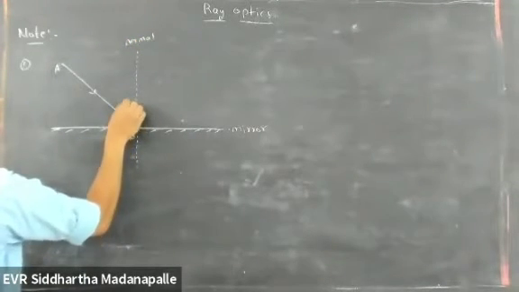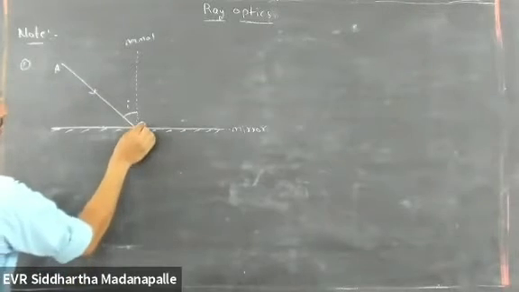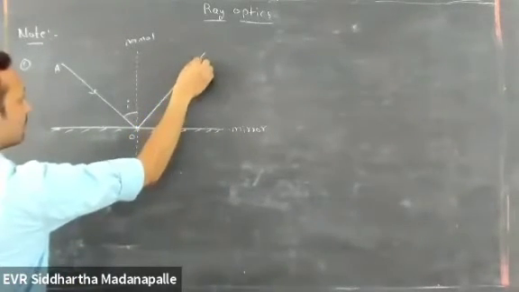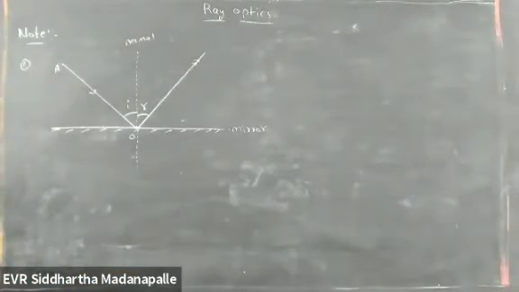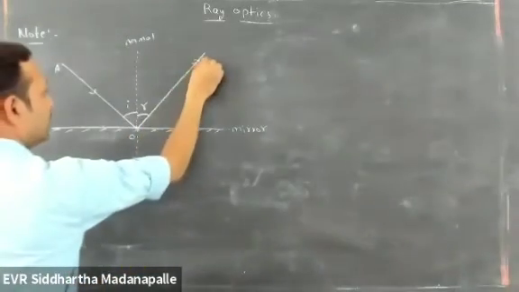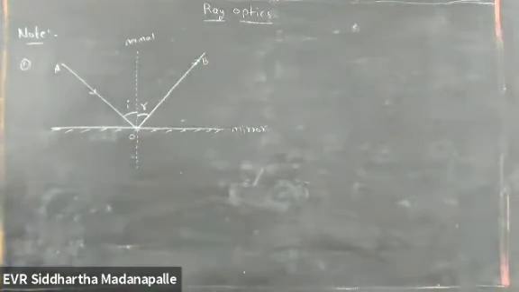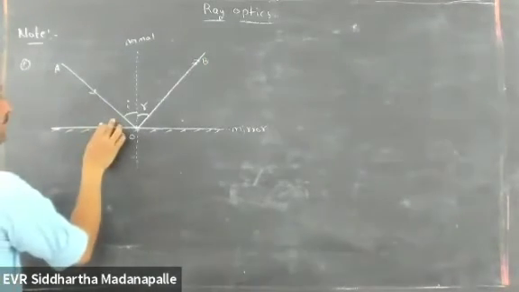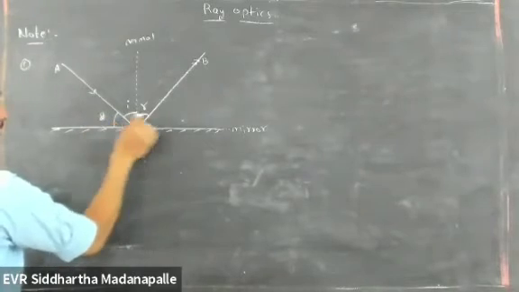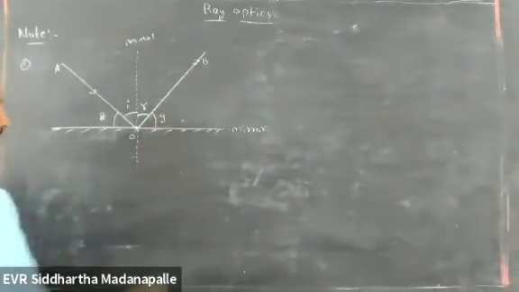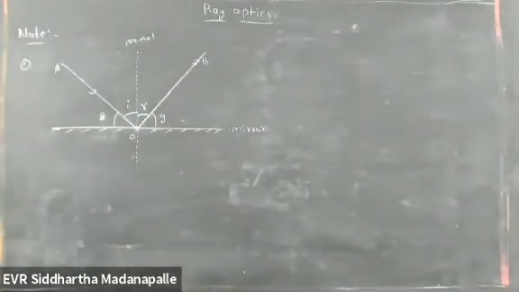So if i is the angle of incidence, let us consider r is the angle of reflection, where OB is the reflected ray. And the angle made by the incident ray or reflected ray with the surface is known as the glancing angle. Already we have discussed this. Now, what is the angle of deviation?